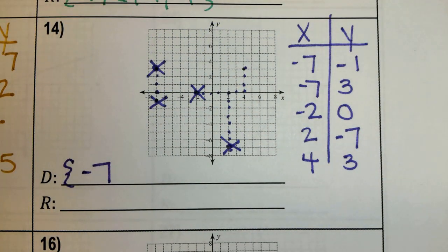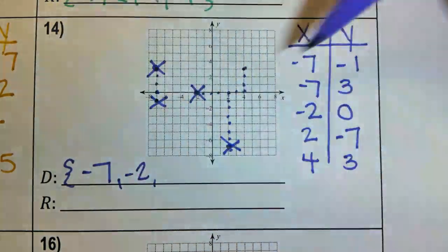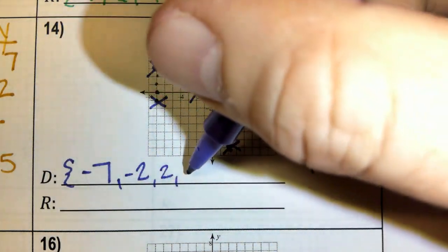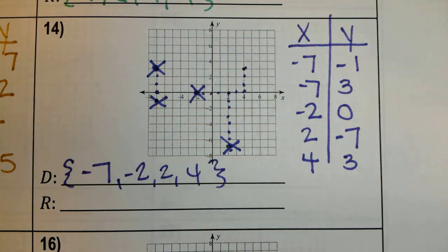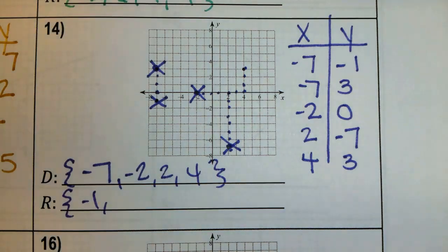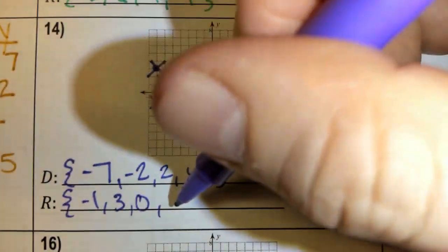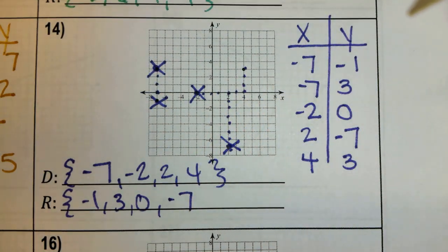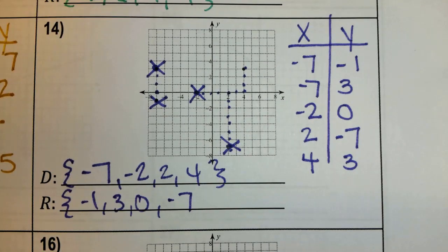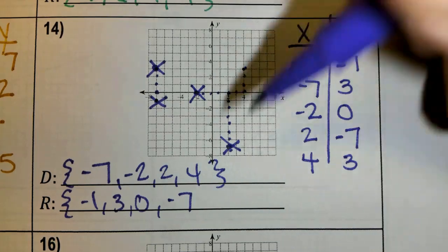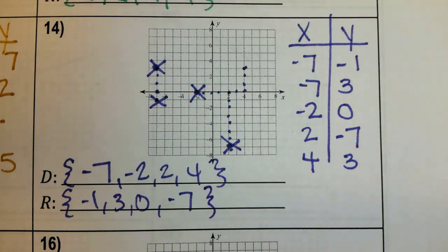So I have -7 and -2, 2, 4. Range: -1, 3, 0, and -7. And I don't have to do 3 again because it repeats, so I'm done. And that's it.